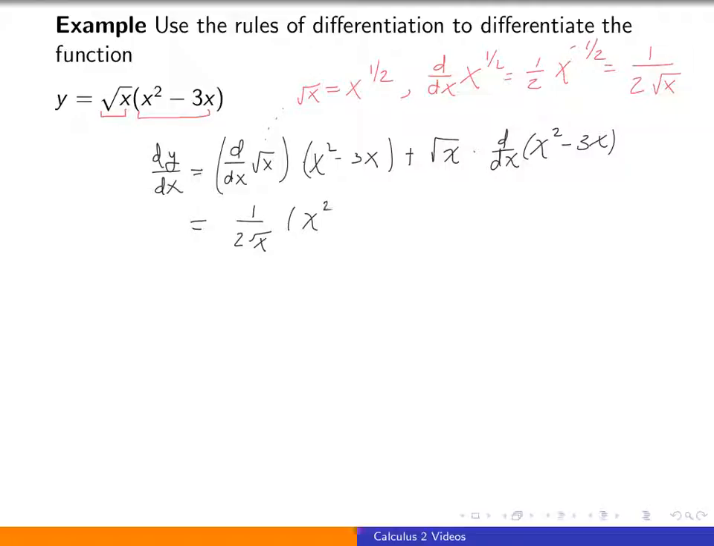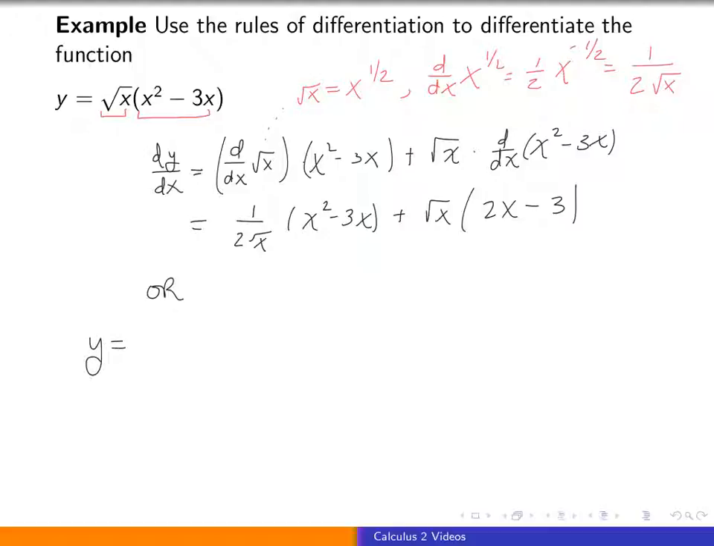So the derivative of the first times the second plus the first times the derivative of the second. Just hitting each term with the power rule. The derivative of x squared is 2x. The derivative of 3x is 3. And you could certainly leave your answer exactly as is. Let's give a second way that we could easily evaluate this.